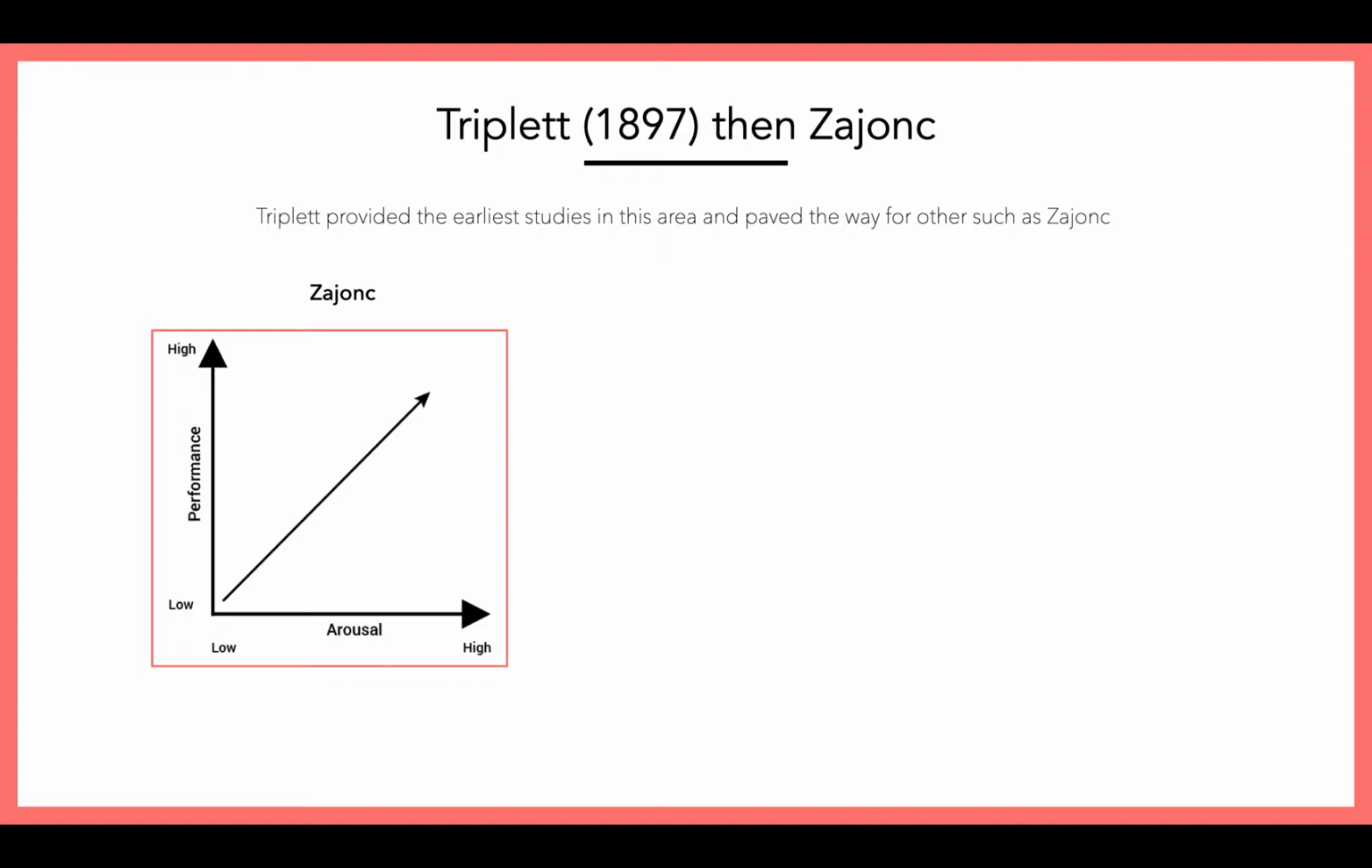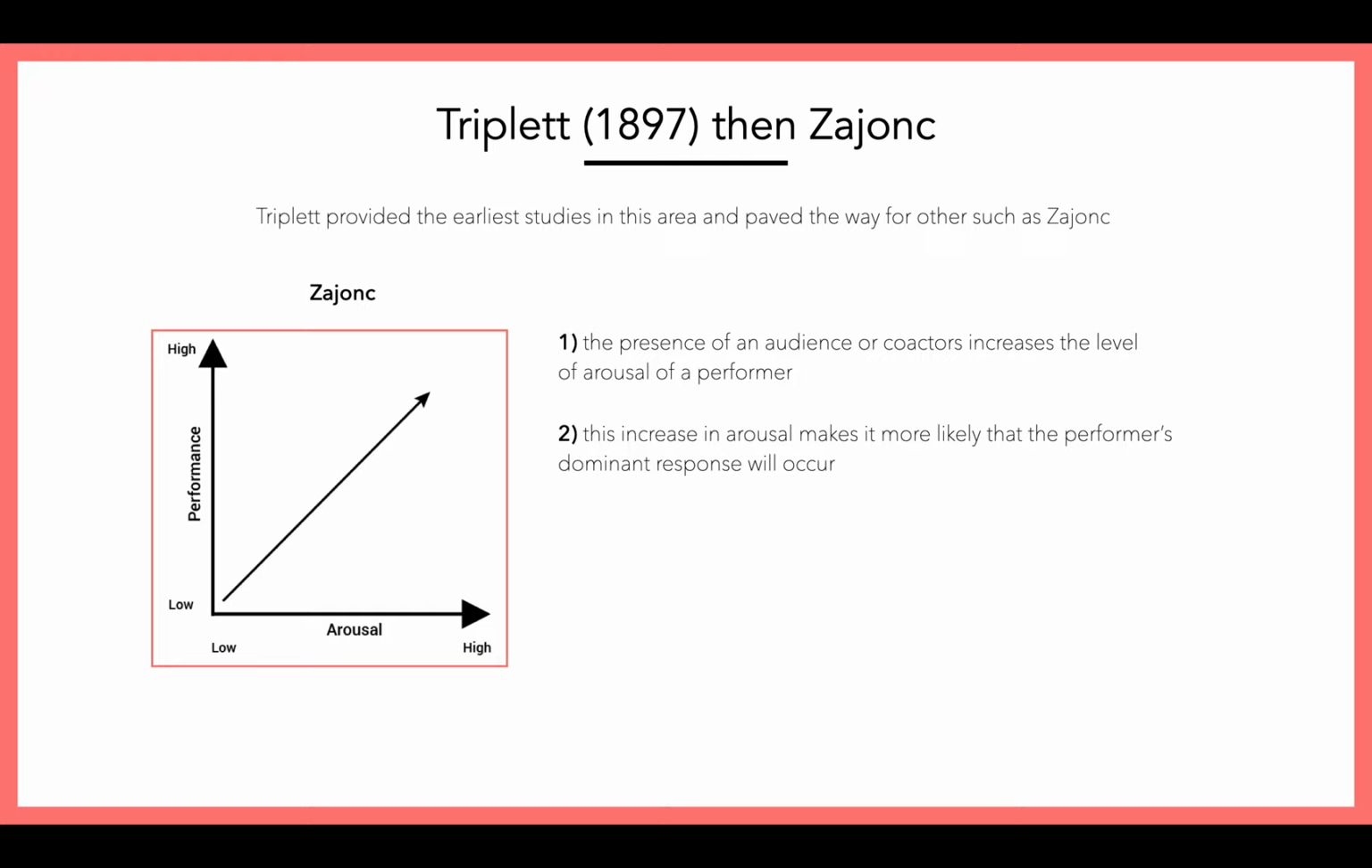So the first thing Zajonc said was the presence of an audience, so the presence of the other cockroaches, okay, it increased the level of arousal of a performer. So if there are people watching you, or you're playing with people, you're racing against other cyclists, okay, your arousal will increase. That's the first thing he said. The second thing was that this increase in arousal makes it more likely that the performer's dominant response will occur.